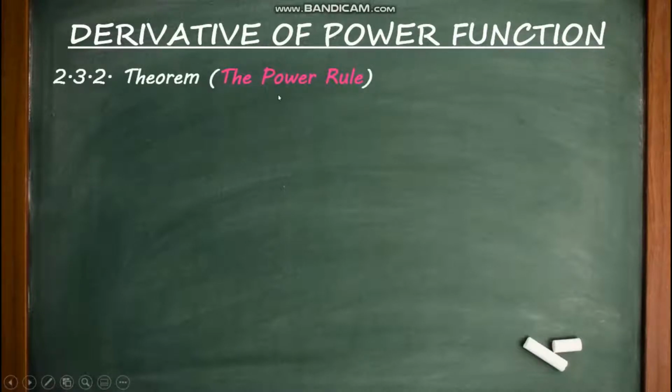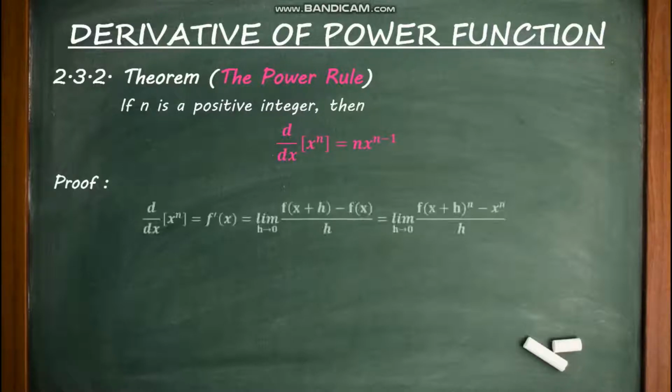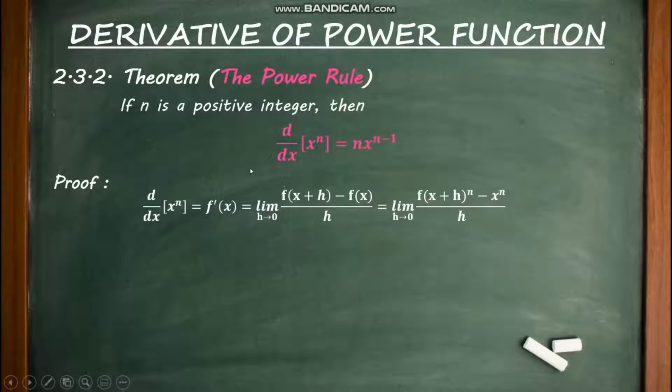Theorem 2.3.2, the power rule, says that if n is a positive integer, then the differentiation of x to the power of n is equal to n x to the power of n minus 1. So here's where we can see the formula.